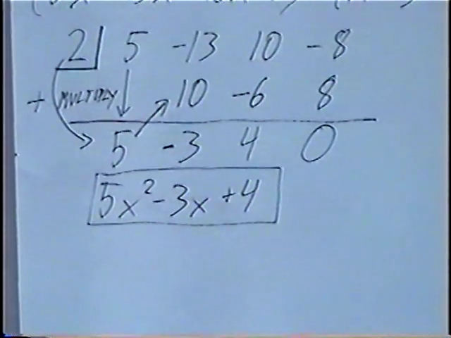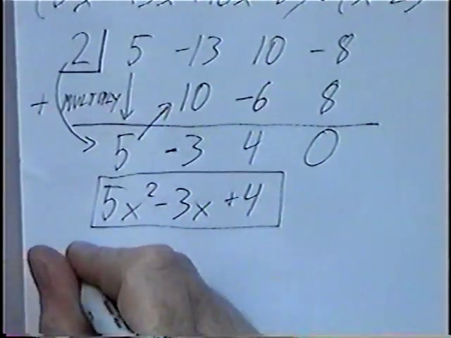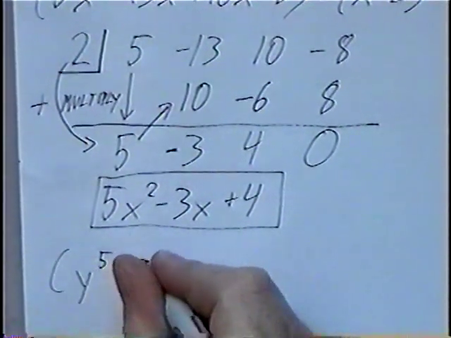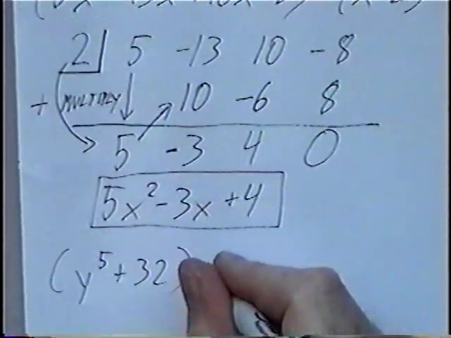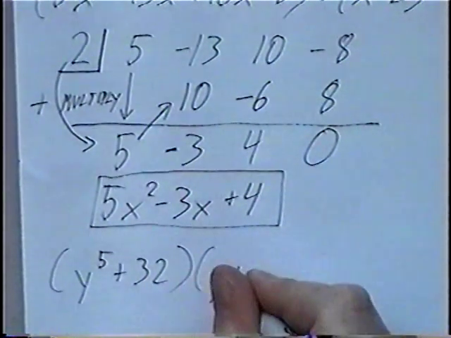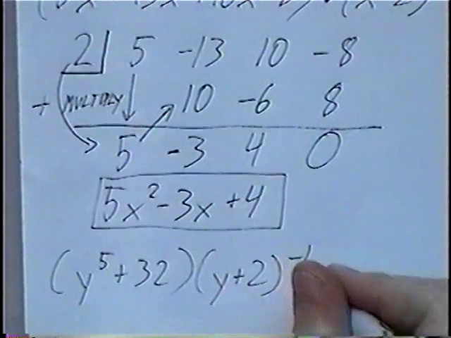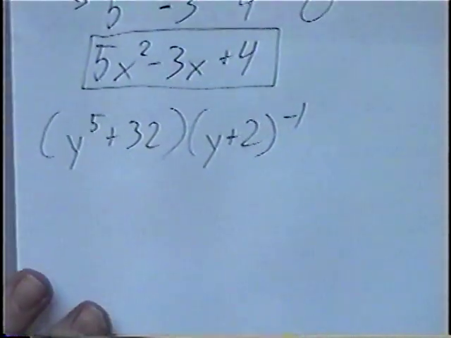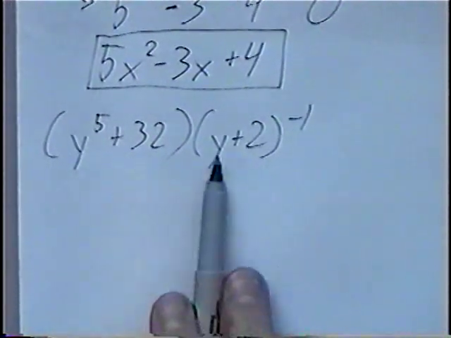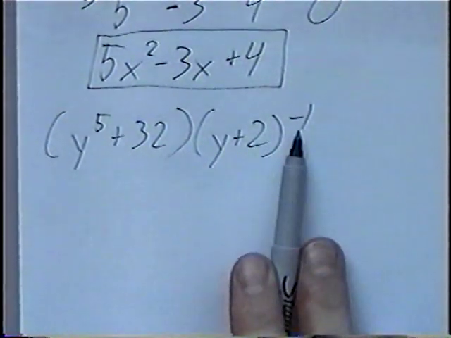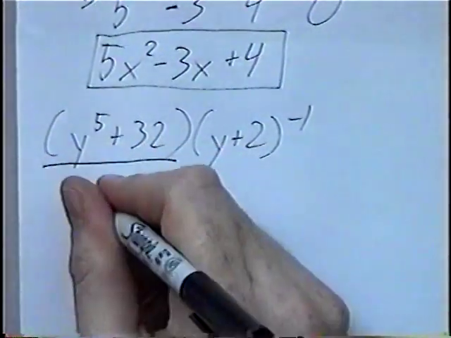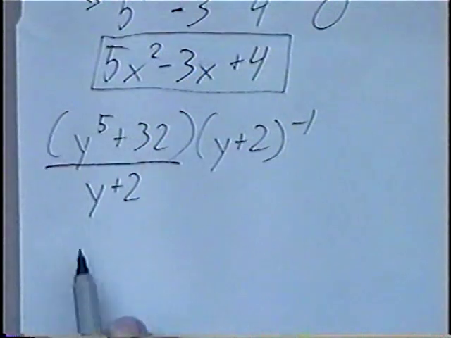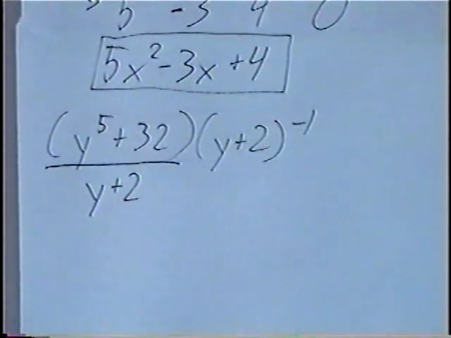Second question, and last question for the section. In parentheses, y to the 5th plus 32, times a second parentheses, y plus 2 to the negative first power. Again, it looks like a multiplication question, but the negative exponent, we can rewrite in the denominator as a positive exponent, positive 1, or we can leave it off to have it dividing by y plus 2.